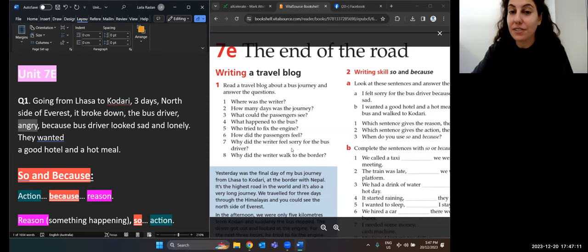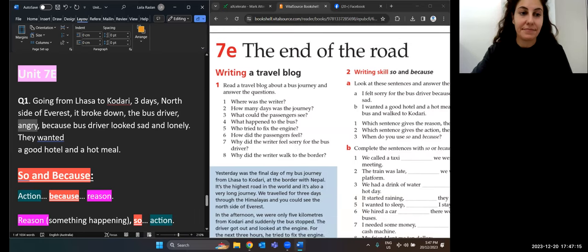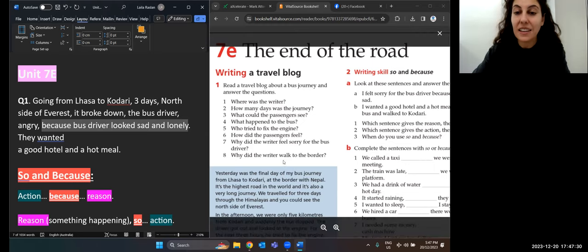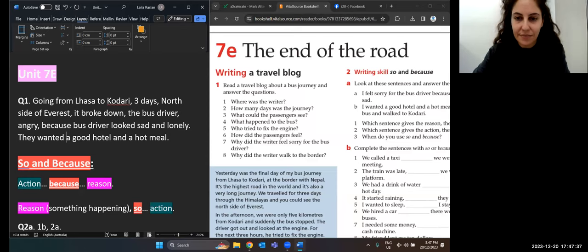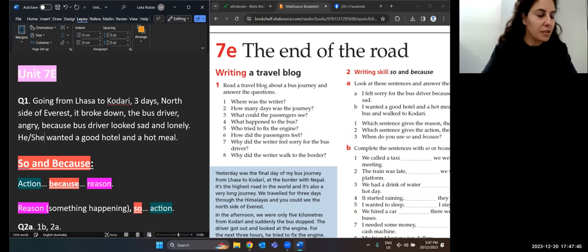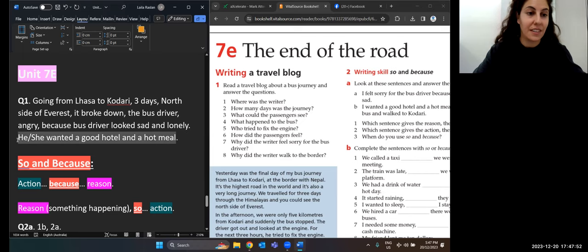Why did the writer feel sorry for the bus driver? Yeah, because the bus driver looked sad and lonely. So it must have been a bad feeling, a sad feeling. So he felt sorry for him. Why did the writer walk to the border? Yeah. Good. So we don't know if it's a he or she. So he or she wanted a good hotel and a hot meal. Yeah, they just wanted to relax. They were tired. They just wanted a good hotel where they can go inside, have a shower, lie down, relax, sleep, and a hot meal. So they were hungry.